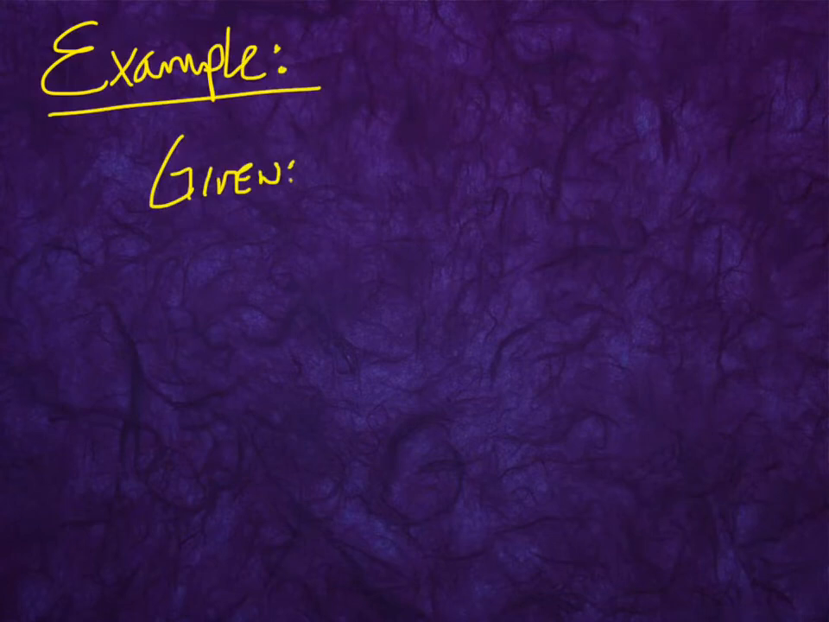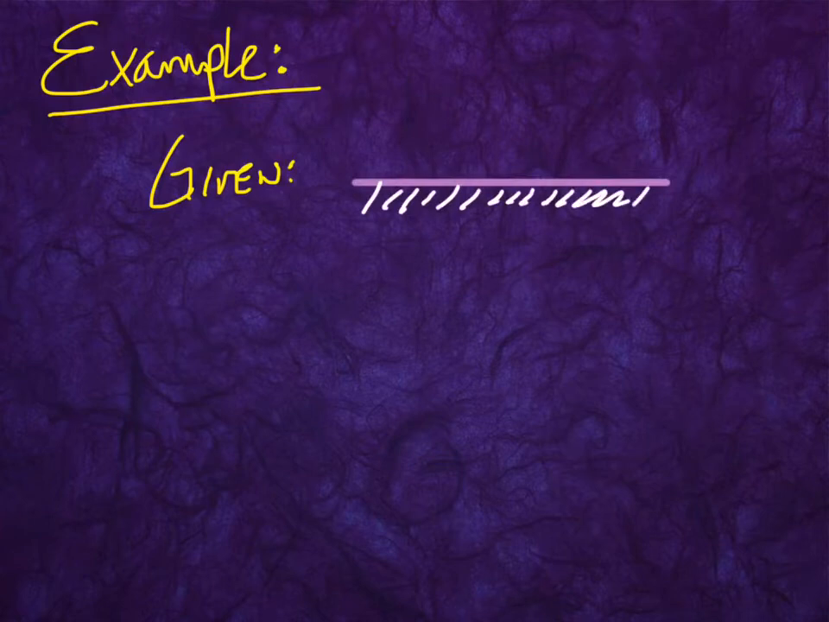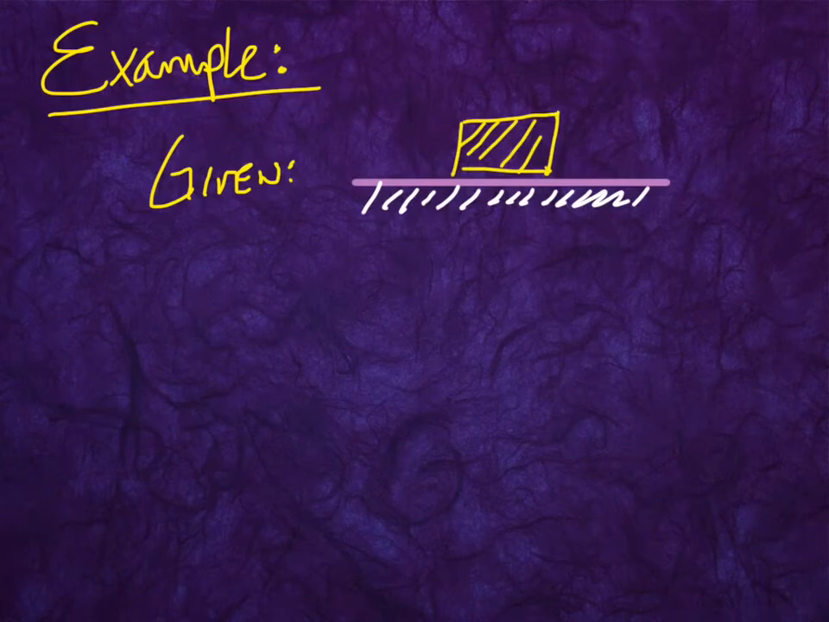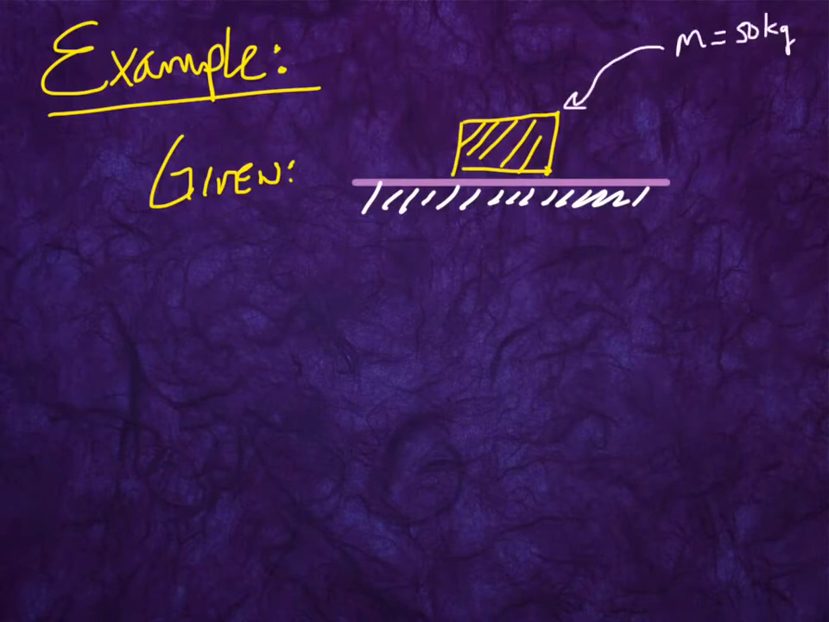Okay, so here's our example of how to use the procedure. Given that we have a crate, because physicists love crates. There's a crate on a floor, and it has a mass of 50 kilograms.